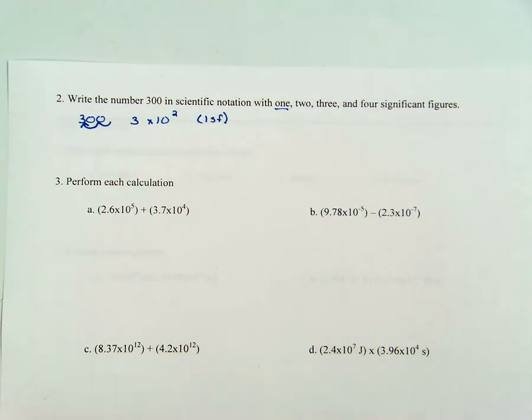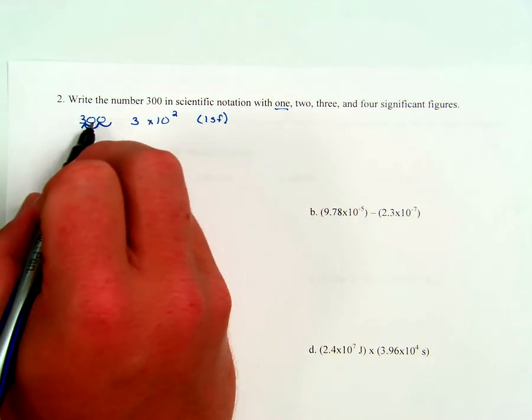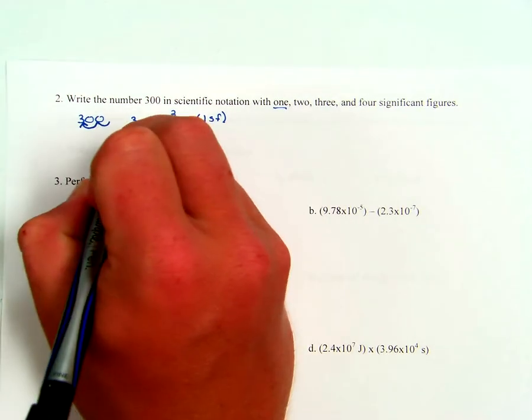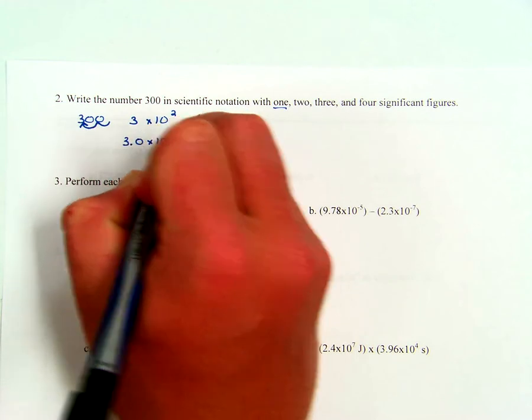If I want to show two significant figures, then that would mean that first zero there is significant. So I would need a 0.0. So that would be 3.0 times 10 to the second. That would be 2 sig figs. That takes care of that one.